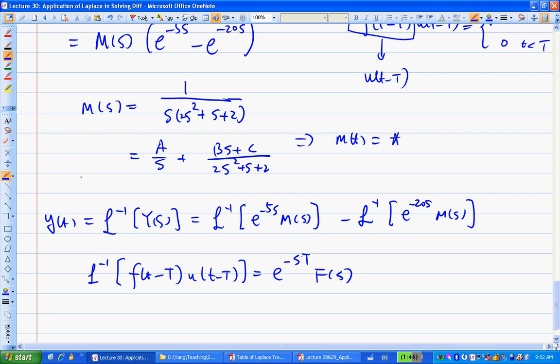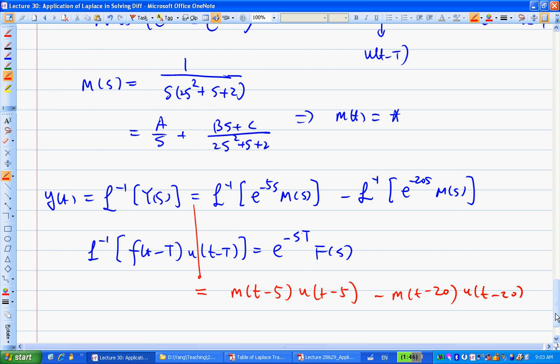So this inverse Laplace over here, for the first one, what will be the inverse Laplace? m(t - 5) multiplied by u(t - 5). Is that right? The second one here will be m(t - 20) u(t - 20).